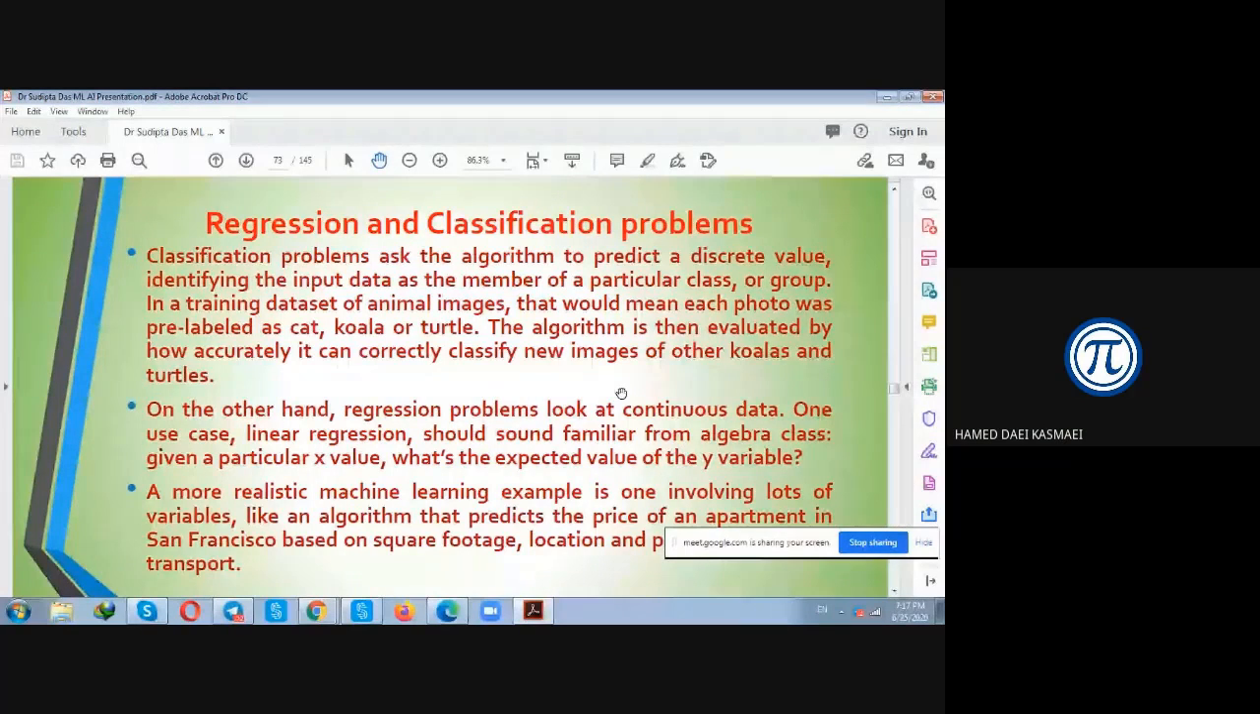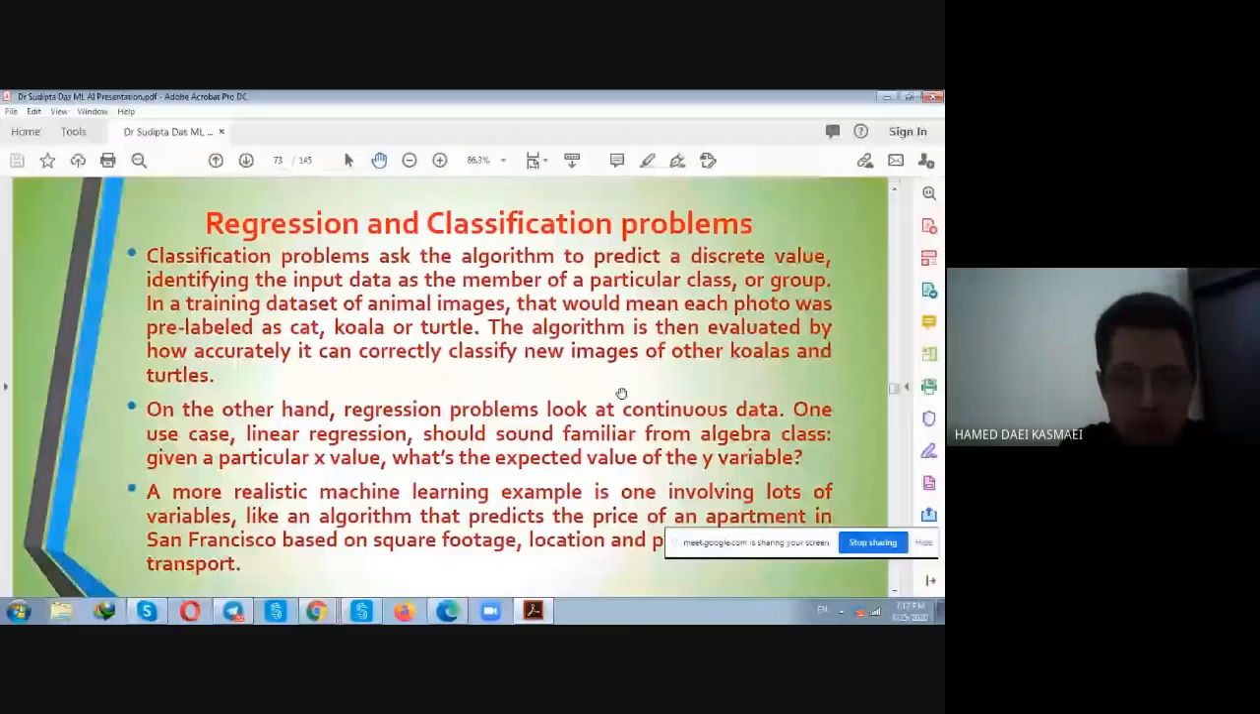What is it? This is very important. The algorithm is then evaluated by how accurately it can correctly classify new images of other koalas or turtles. On the other hand, regression problems look at continuous data.